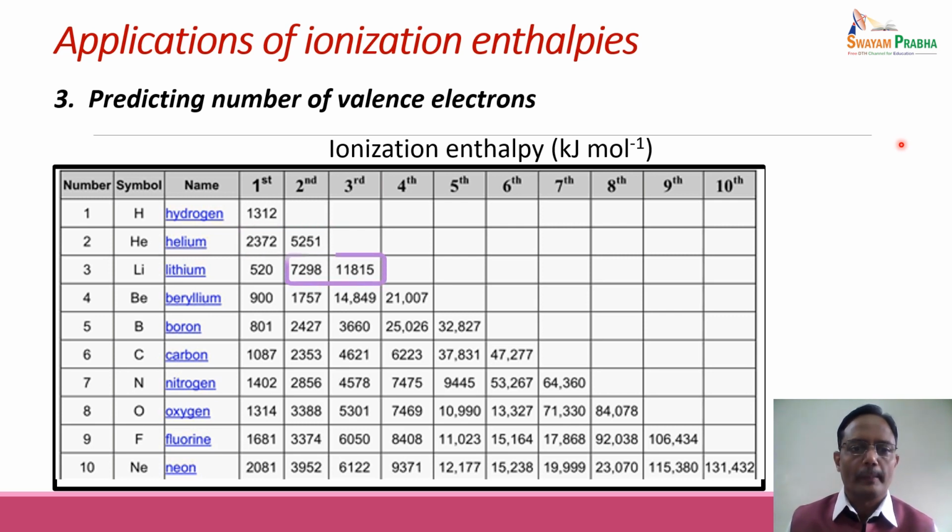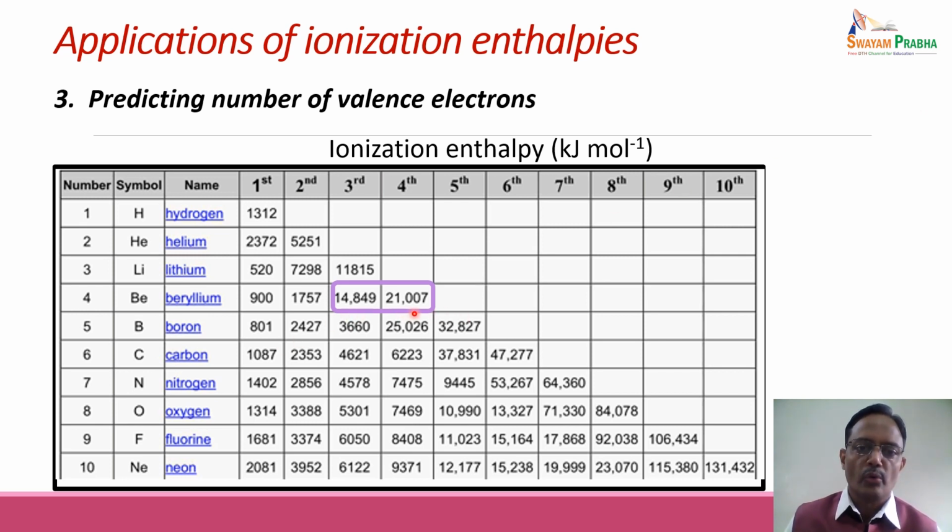Similarly, we can see for beryllium, between the first and second ionization enthalpy there is an obvious increase, because the second electron is lost from the positive ion, whereas when we come to the third ionization enthalpy, there is an extremely high increase in the value. This clearly indicates that the third electron is lost from the inner shell, indicating that there are only 2 electrons in the valence shell.